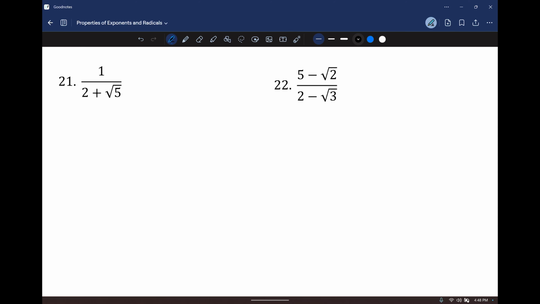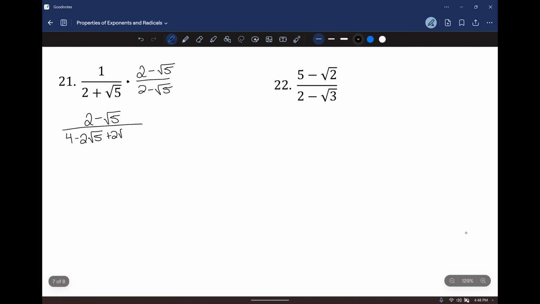So I don't like that there's this square root of 5 in the bottom. So I'm going to multiply by the conjugate of 2 plus square root of 5, which would be 2 minus the square root of 5. So on top, I'm just going to multiply across. 1 times 2 is 2. 1 times negative square root of 5 is negative square root of 5. On the bottom, we have 2 times 2 is 4. 2 times negative square root of 5 is negative 2 square root of 5. Square root of 5 times 2 is positive 2 square root of 5. And square root of 5 times negative square root of 5 is negative 5.